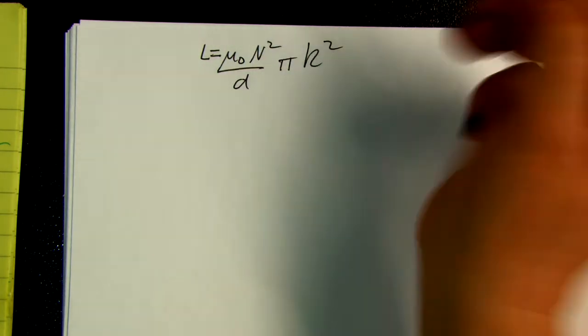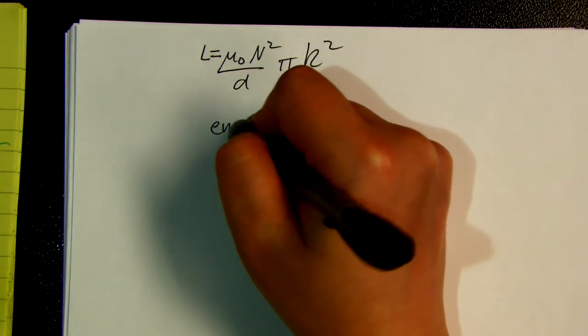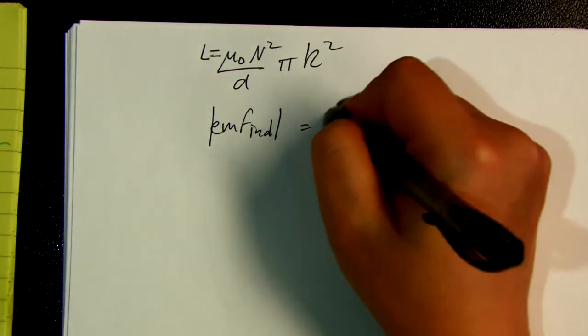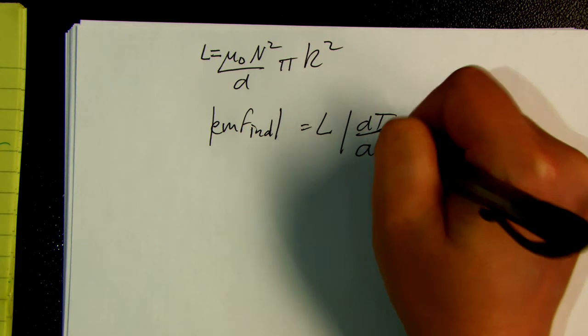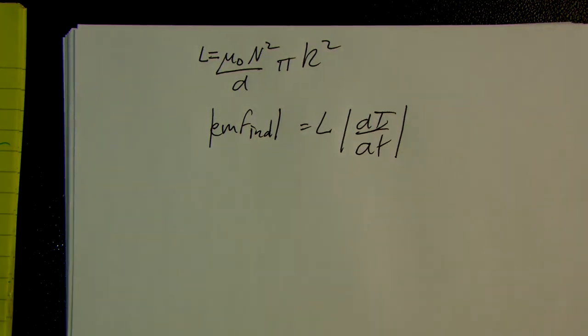And so we're continuing on with chapter 22. So we last talked about inductance. I'm just going to rewrite this here: mu naught n squared over d, pi r squared. And so we related EMF from inductance to L di/dt. So we're going to see this again, so I want to go ahead and just draw your attention to this.